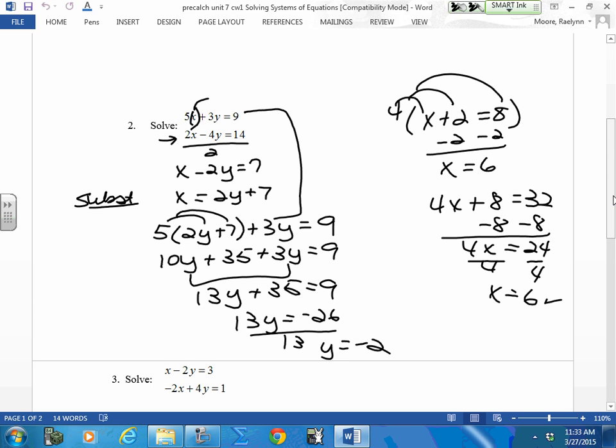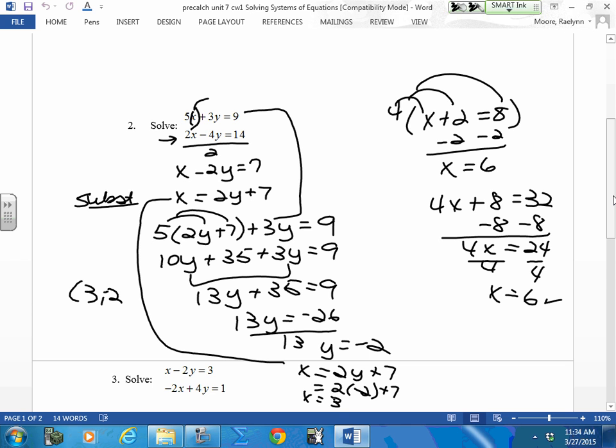Now I don't have it nice because we already have an x equals set up. Do the same thing as before. Every coordinate needs an xy pair. So I substitute in my -2 and I get -4 plus 7. So I get -4 plus 7, I get 3. And I have one solution.